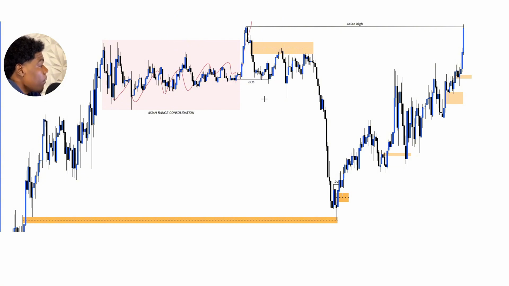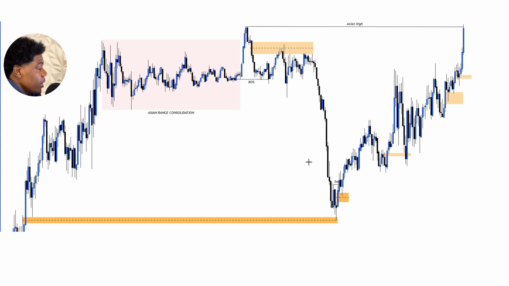Perfect. And on the pullback, what did price use? Price used our fair value gap right here. Price went higher and mitigated the 50% of this fair value gap before price went lower and gave us a lower time frame breakup structure of these old lows, to then rally back higher to retest this fair value gap, to then push price lower violently. This right here was the fair value gap in a sell format.